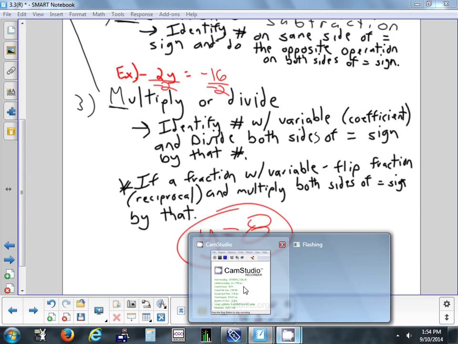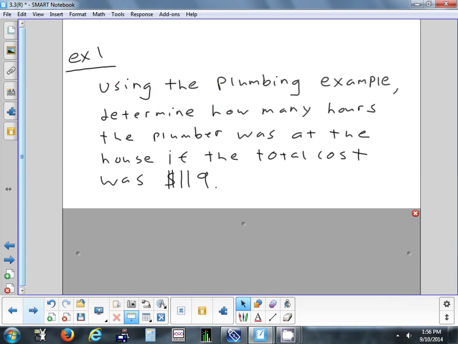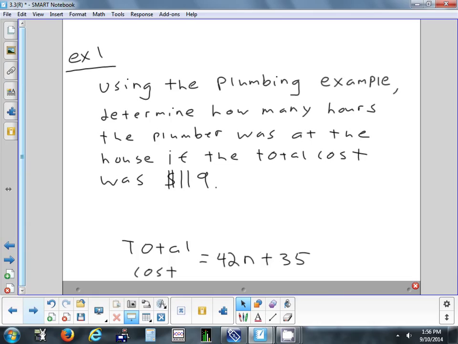Okay, so we're going to be starting the examples now that could be one of the ones I asked you to put on your review sheet. Using the plumbing example that we did at the very beginning, the plumber was at the house, well, we don't know how long. The plumber charged them $119. We want to find out how many hours the plumber was at the house. This is the equation we came up with: $42 times how many hours he's there, plus 35.